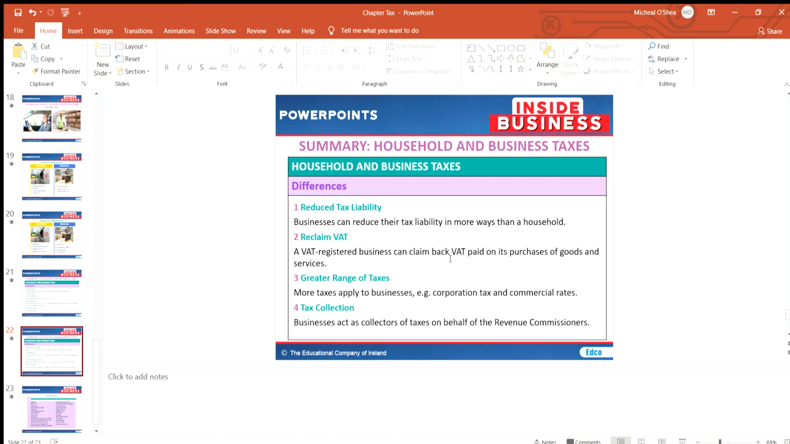That doesn't work for employees. You can't get VAT back. You can't go into a shop and pay for items and then try to receive the VAT charge back. Greater ranges of taxes. There are more taxes applied to business. You have things like corporation tax, 12.5%, or commercial rates charging you for improving the public area around your building or something like that. And tax collection. So businesses act as collectors of tax on behalf of the Revenue. A business will generally charge its own employees the correct tax amount and give it to the Revenue Commissioners, and obviously households are not involved in that step.